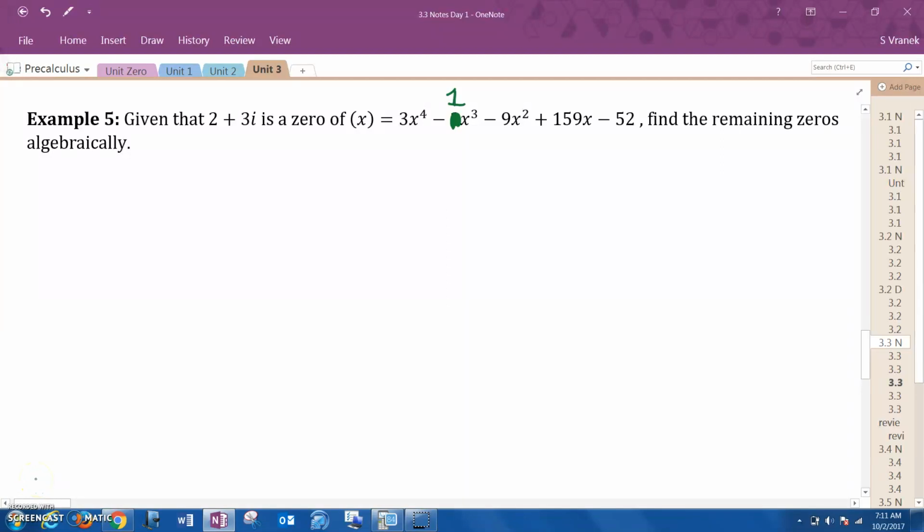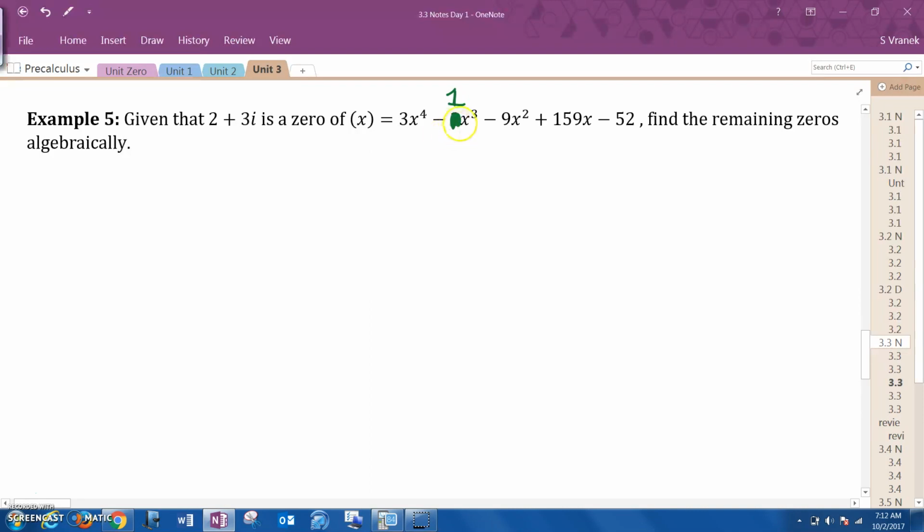Alright class, this video follows the other one where we were synthetically dividing complex numbers by things like 2i. This is a more complex problem. This time I'm going to give you a complex zero that is like 2 plus or something plus bi. So today, given that 2 plus 3i is a zero of this polynomial.